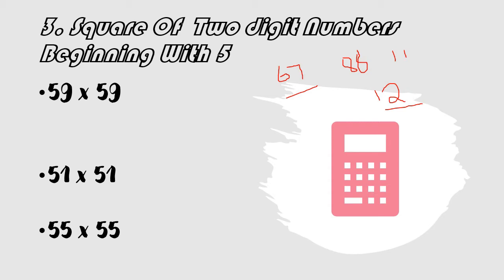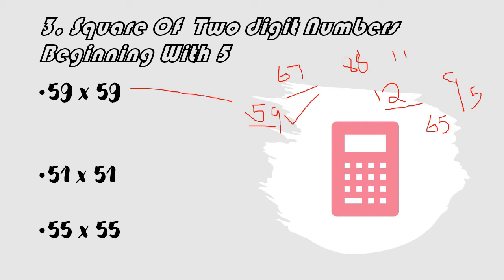So, square of two digit numbers beginning with 5. Consider this one: 59 into 59. Is this the square of a two digit number? Yes. And is it starting with 5? Yes. In the previous video we discussed squares of two digit numbers ending with 5, like 95 into 95, 65 into 65. We have discussed this rule in the previous video, but now we are discussing the opposite one. How are you going to solve these types of numbers?